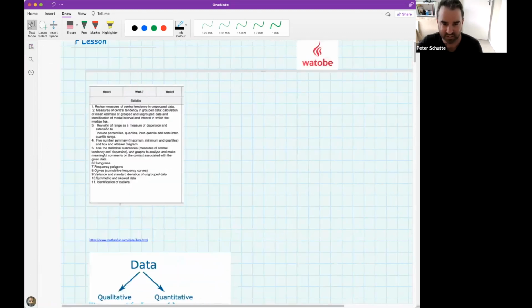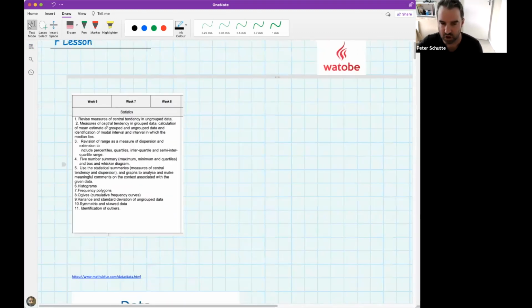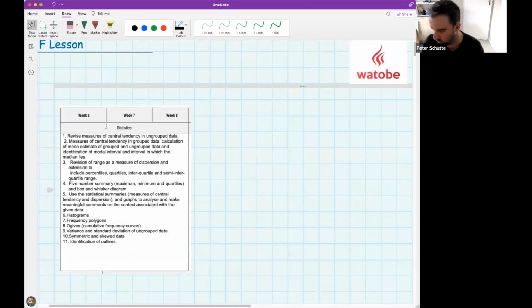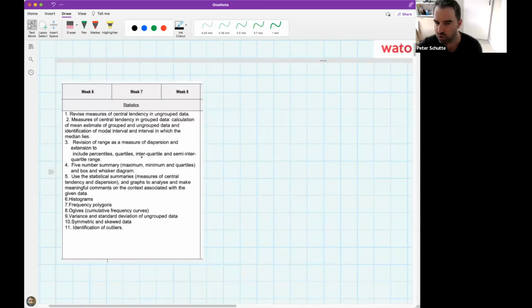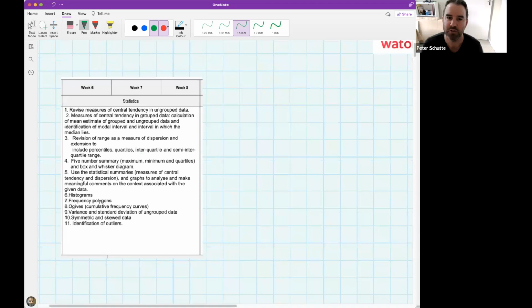Let's start with the lesson. So what is this topic? We call it statistics or data handling. I just wanted to show you a little something from the CAPS document, just so you know where we're heading. Today is going to be about something called central tendency, or where is the middle, okay?